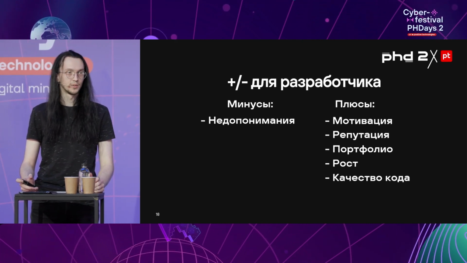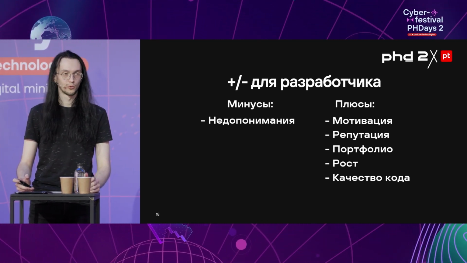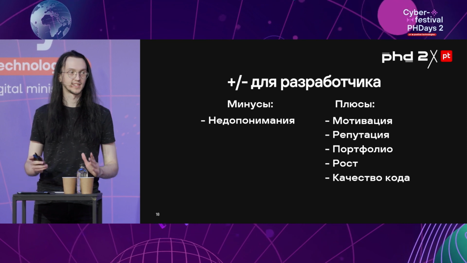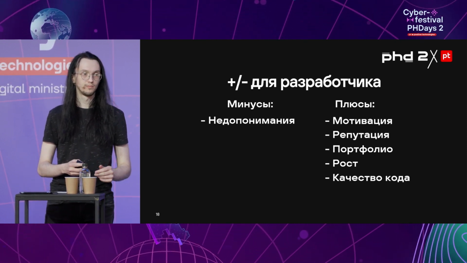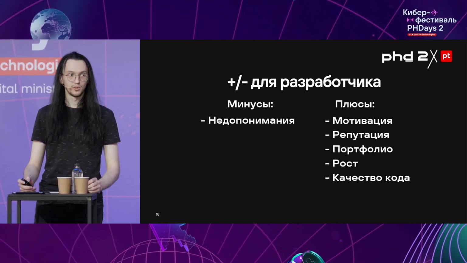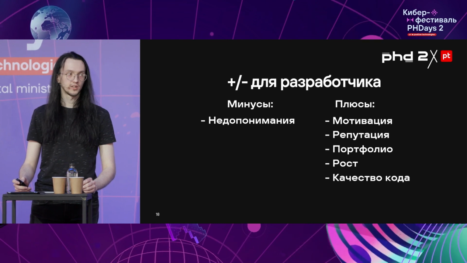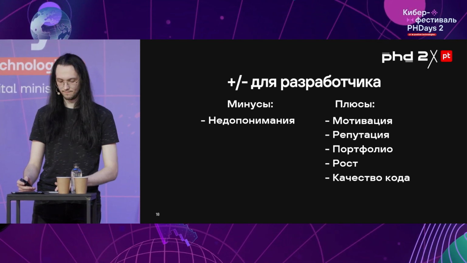And finally, the quality of code. When you write code for yourself, you end up writing bad code. But if you write code with the idea that anyone could look at it, you would write better code. This is called the Hawthorne effect in psychology.